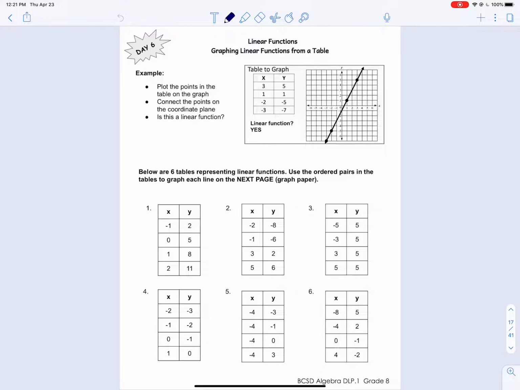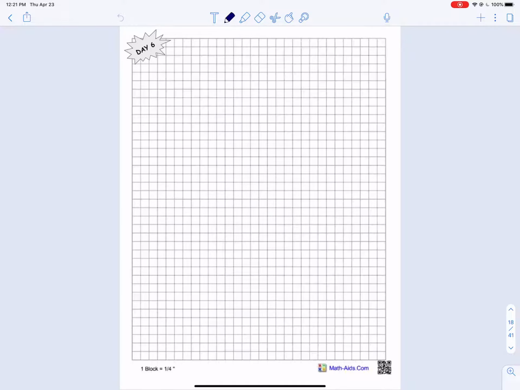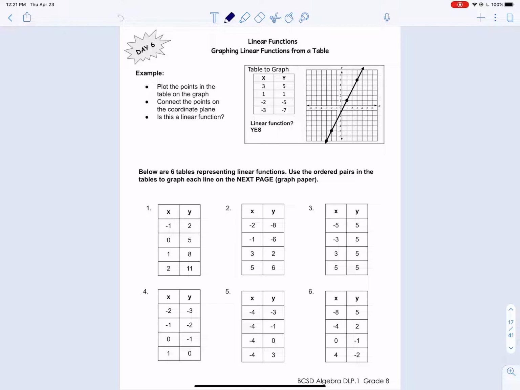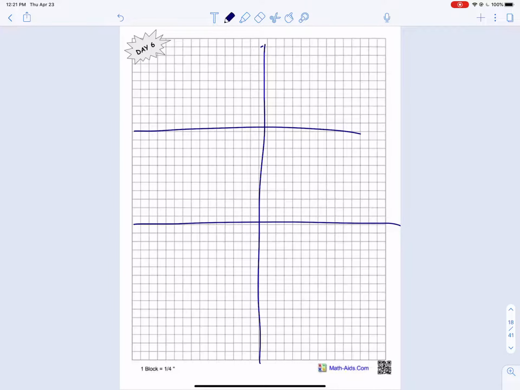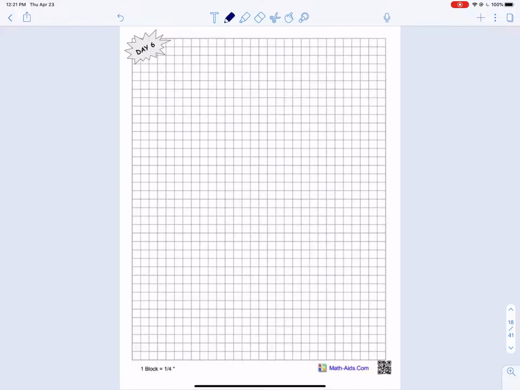Okay, so we need to graph these lines from a table. So it's just plotting points and drawing a line through those points. They give us graph paper on the next page. I would actually recommend just using one graph and graphing the 6 lines on the same graph. You could split it up into 6 separate graphs, number 1, number 2, number 3. That's fine if you've already done it, no big deal. Or you could just make one big graph, put all the lines on it, and then just label the lines.